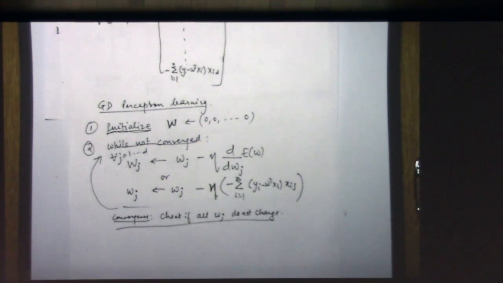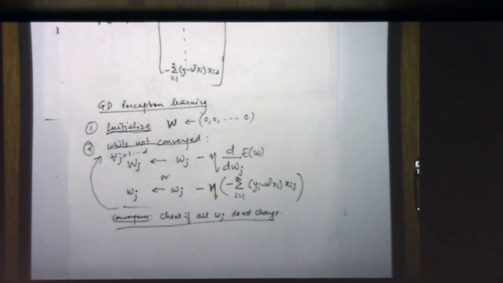But if you take a very large eta, your steps are very large, so it's possible that you might overshoot the minima. You might just jump over it, so you don't want the eta to be too large either. But for setting eta, there is no principled way to do it. You kind of do it by trial and error.